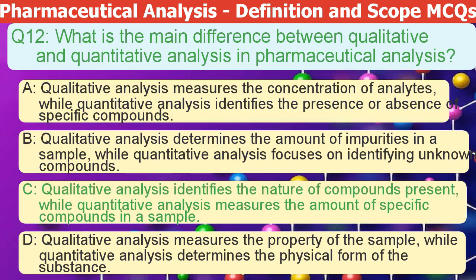The correct answer is C. Qualitative analysis aims to identify the nature of compounds present in a sample. Quantitative analysis focuses on measuring the amount of specific compounds in the sample.